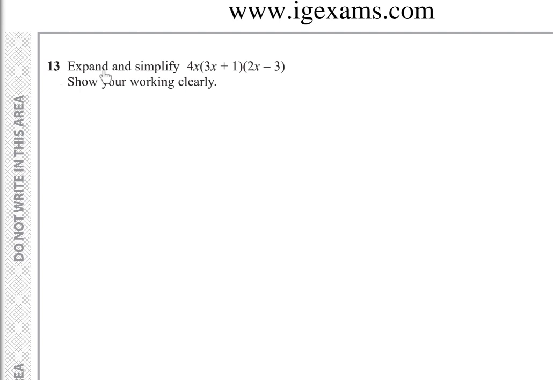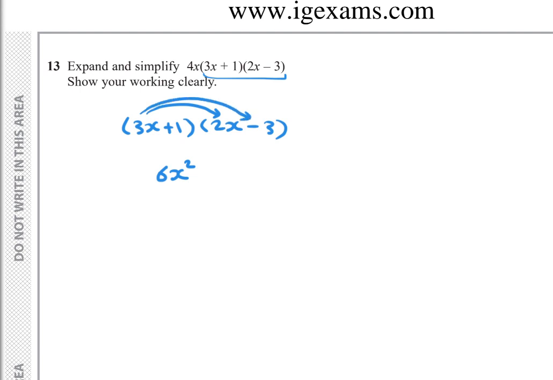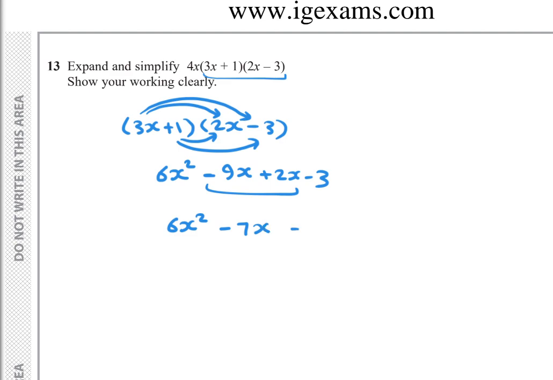Number 13. Expand and simplify 4x times 3x plus 1 times 2x minus 3. Show your working clearly. You can multiply the two brackets first. So 3x plus 1 times 2x minus 3. 3x times 2x, 6x squared. 3x times negative 3, negative 9x. 1 times 2x, 2x. 1 times negative 3, negative 3. Combine the like terms. So 6x squared, negative 9 plus 2, so negative 7x minus 3.